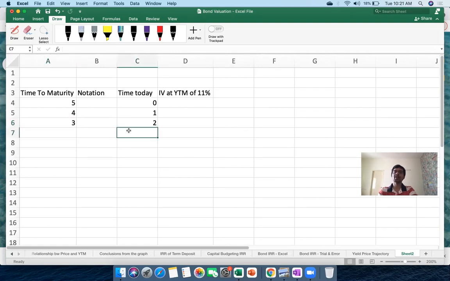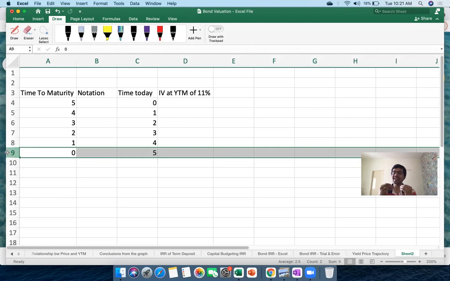Now, if another year passes by, I'm standing at t equal to 3, and this bond has 2 years left for maturity. When I stand at t equal to 4, this bond will have 1 year to maturity. And when I stand at t equal to 5, this bond has 0 years to maturity. When I say this, what I'm trying to imply is I'm standing exactly 1 moment, or 1 minute, before the actual maturity of the bond.